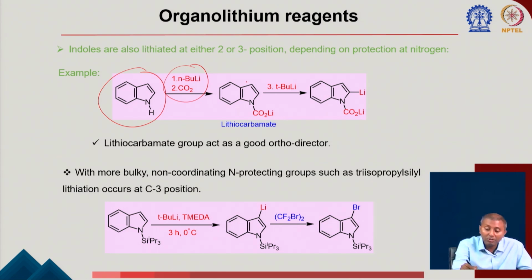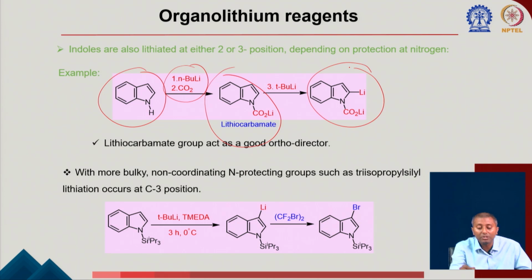So now if you treat with the corresponding tert-butyl lithium, that can go for a C2 lithiation. In indole, if you want to generate a C2 lithiation, then you have to treat with n-butyl lithium first to get rid of this NH, so then it will form the corresponding carbamate in place of CO2. Then once you use the tert-butyl lithium, it is going to form the corresponding C2 lithiated species.